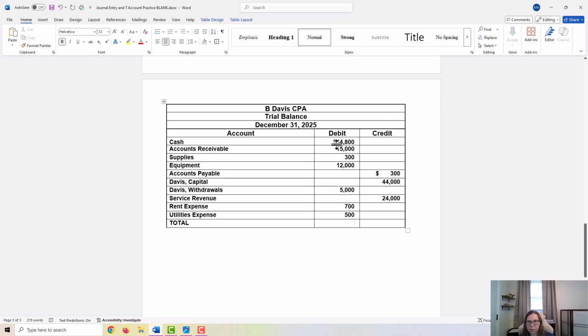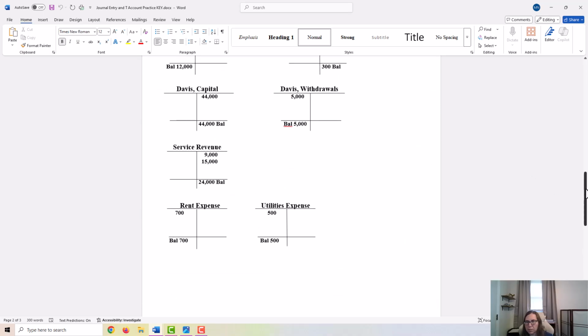And then what I would want to do is add up all of the debits. And if I add those up, I get $68,300. And then I would want to add up the credits. And I also get the same number, $68,300 on the credit side. So the trial balance tells me that total debits equal total credits. So this is what this problem would look like.